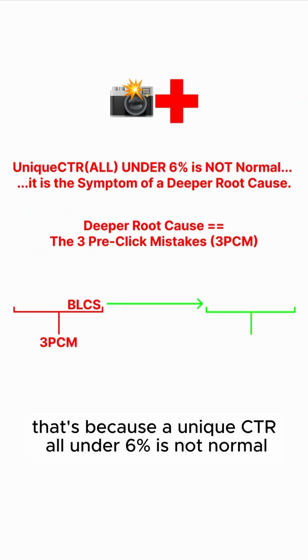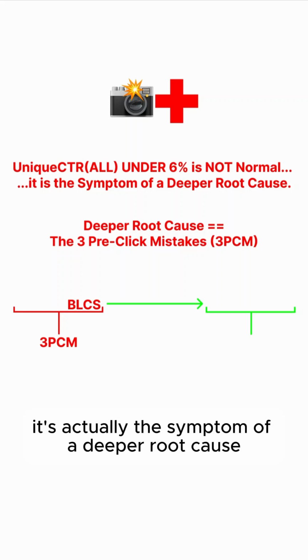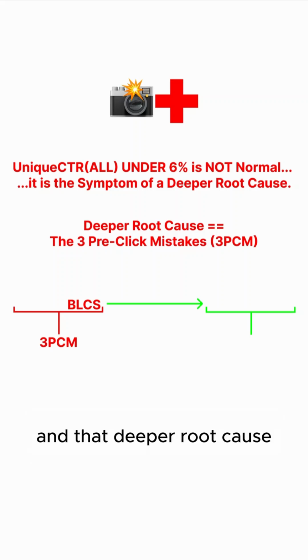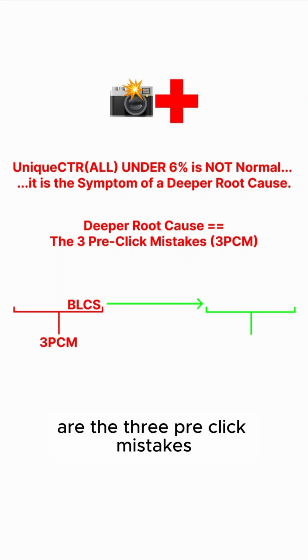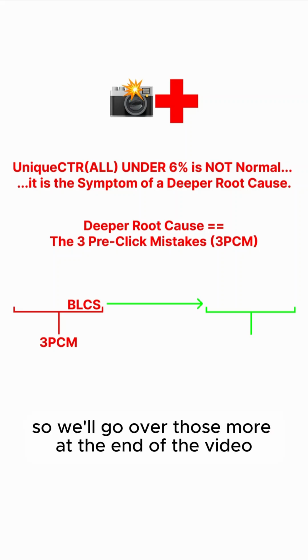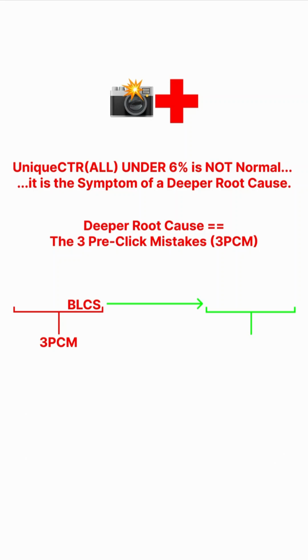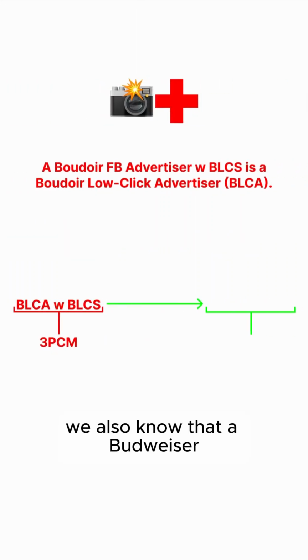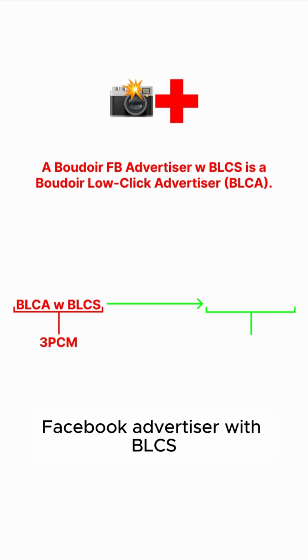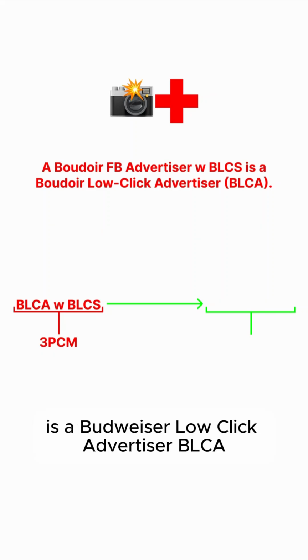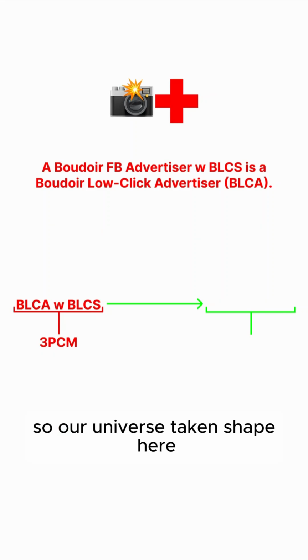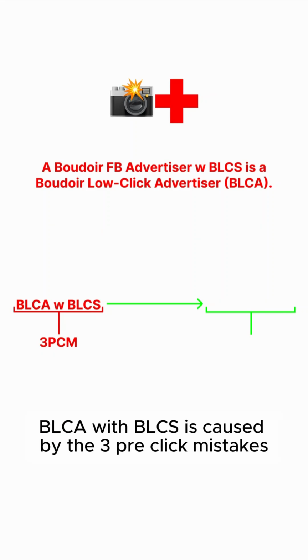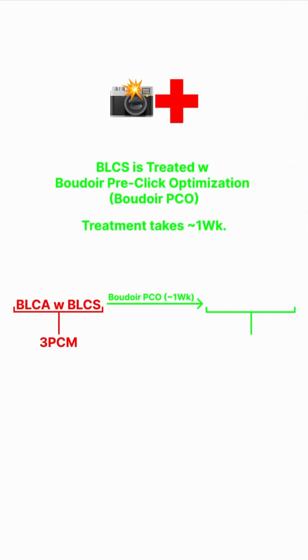That's because a unique CTR under 6% is not normal. It's actually the symptom of a deeper root cause. And that deeper root cause are the 3 pre-click mistakes. So we'll go over those more at the end of the video. We also know that a Boudoir Facebook advertiser with BLCS is a Boudoir low-click advertiser, a BLCA. So our universe is taking shape here. BLCA with BLCS is caused by the 3 pre-click mistakes. So how do we treat it?